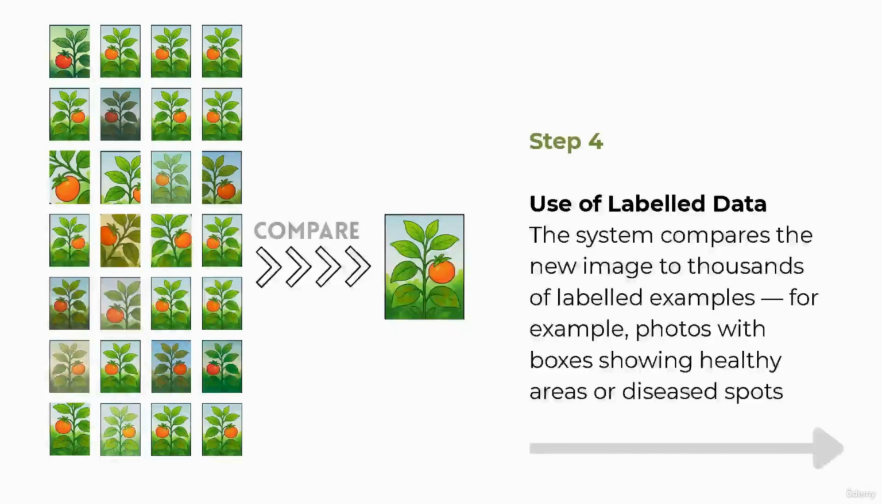Then, based on features extracted earlier, there is a stage of labeled data comparison. The image is compared to a large library of labeled examples, showing healthy and diseased cases, for example. These labeled samples act like a reference book for the AI. Just imagine you have one photo in hand and lots of photos in front of you, and you're trying to figure out which ones match. The algorithm is doing pretty much the same.